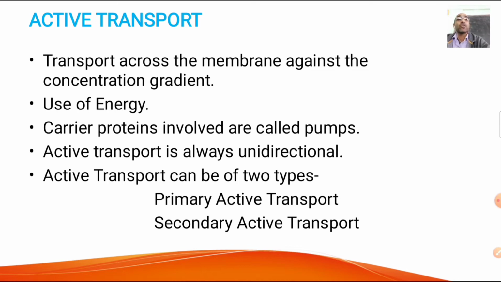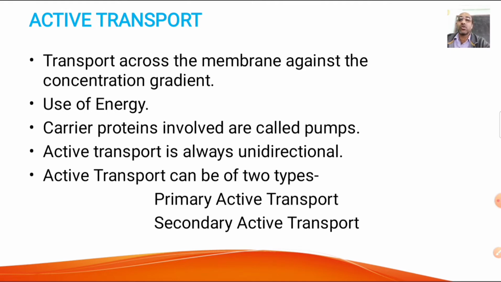What are the proteins involved in active transport called? These are called pumps. The carrier proteins involved in bringing about active transport are called pumps. Now, active transport is always unidirectional, that means it takes place in one direction only. Active transport is of two types. What are those? Primary active transport and secondary active transport.